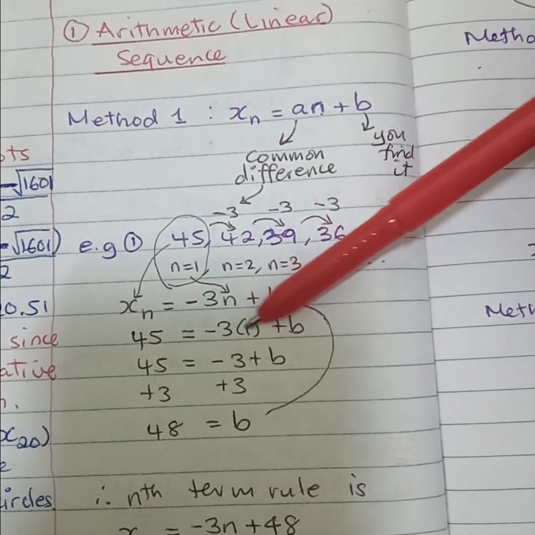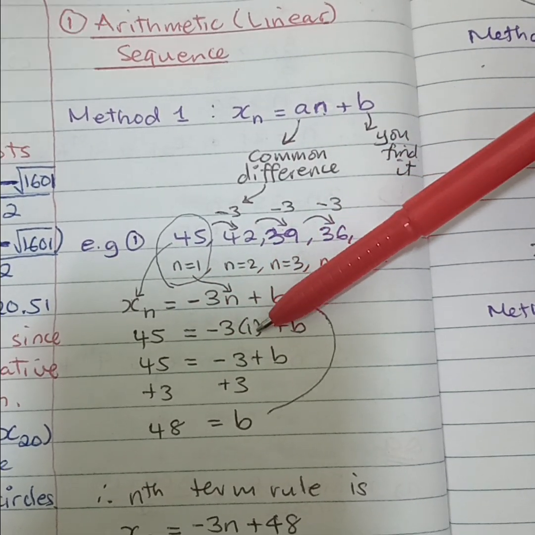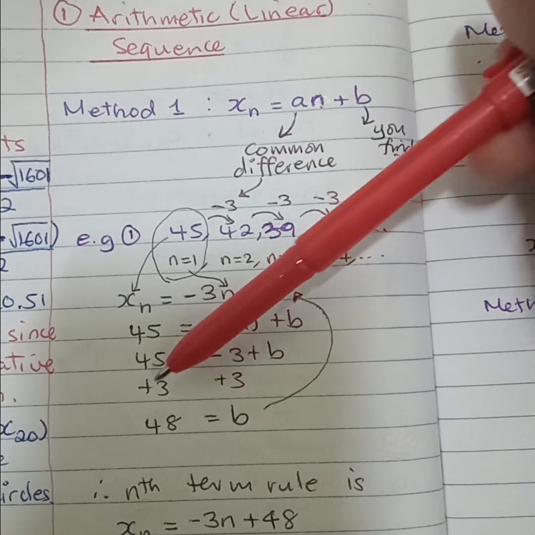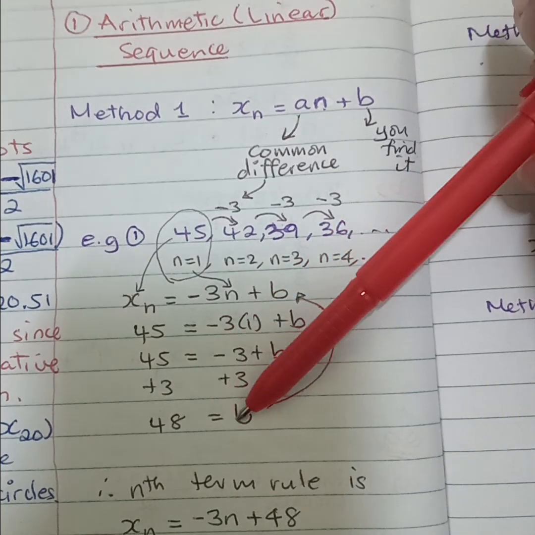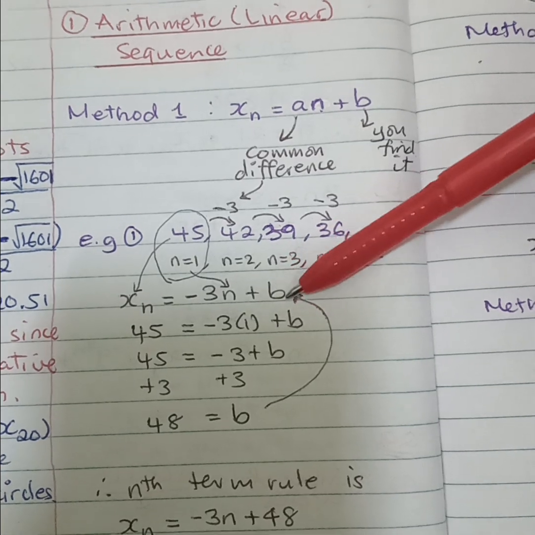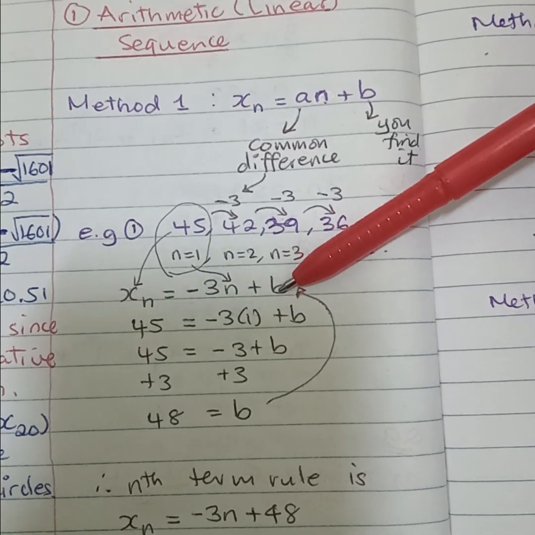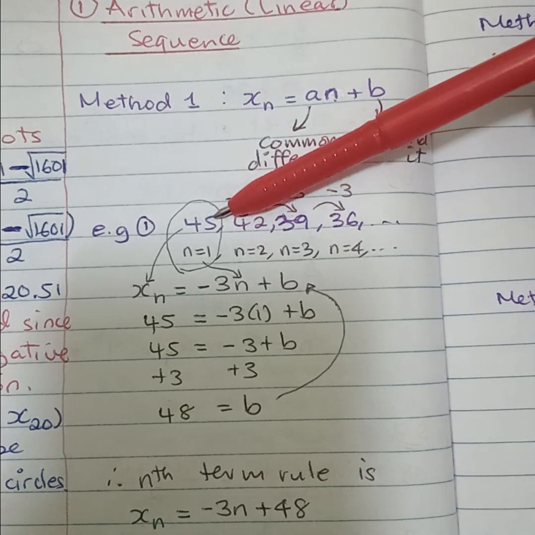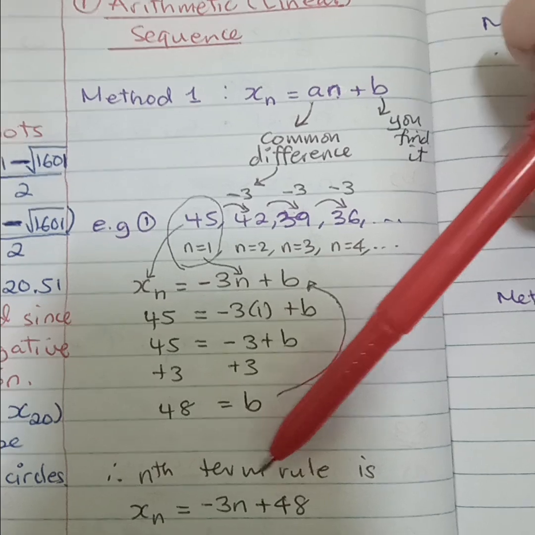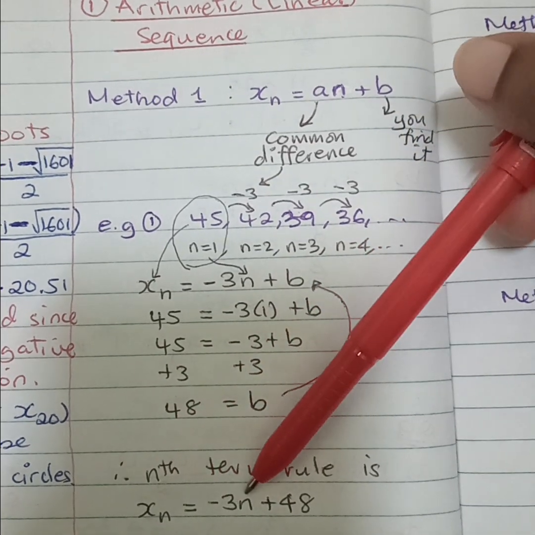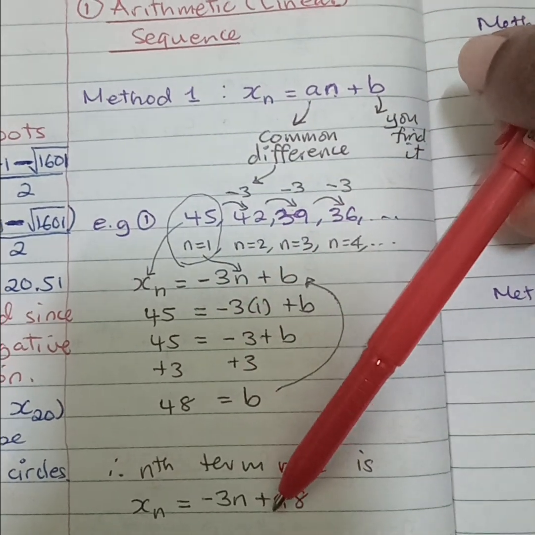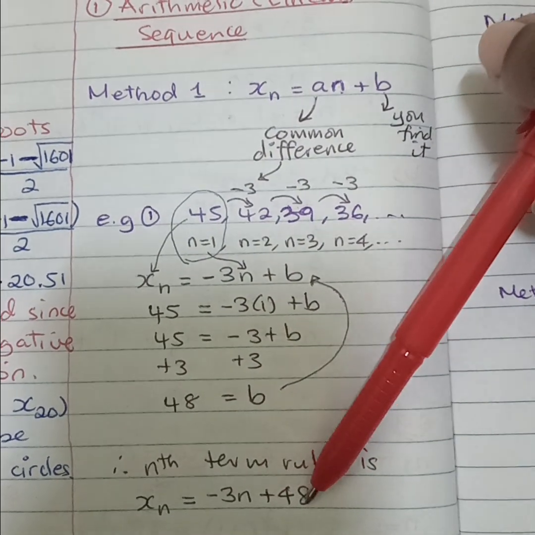And now we calculate and find b. So negative 3 times 1 is a negative 3. And to find b, we add 3 on both sides, so b is equal to 48. And then we plug b in, and we complete our n-term rule. So our n-term rule for this particular sequence, 45, 42, 39, 36, is xn equals negative 3n plus b, and b is positive 48. So here is our rule.